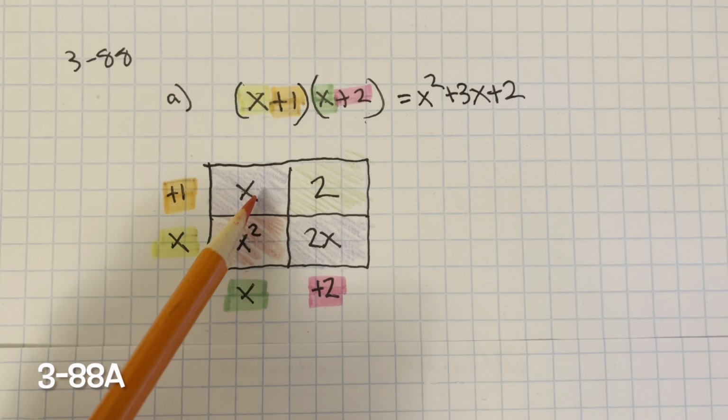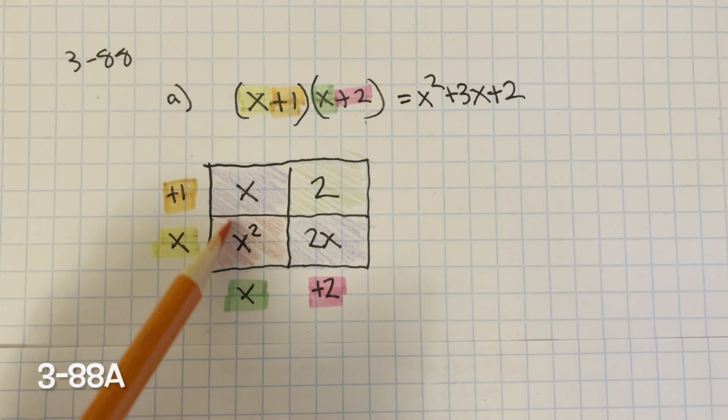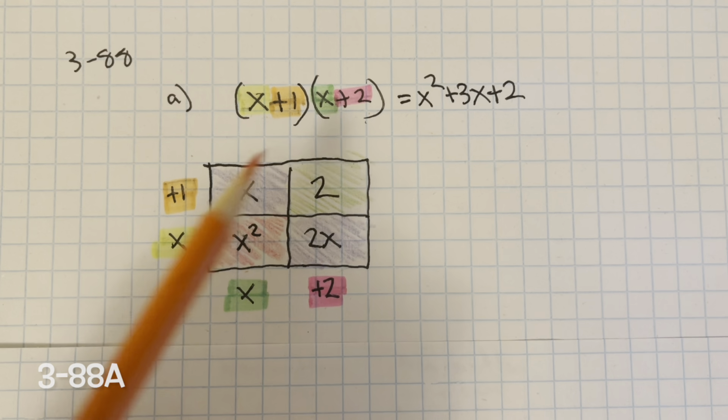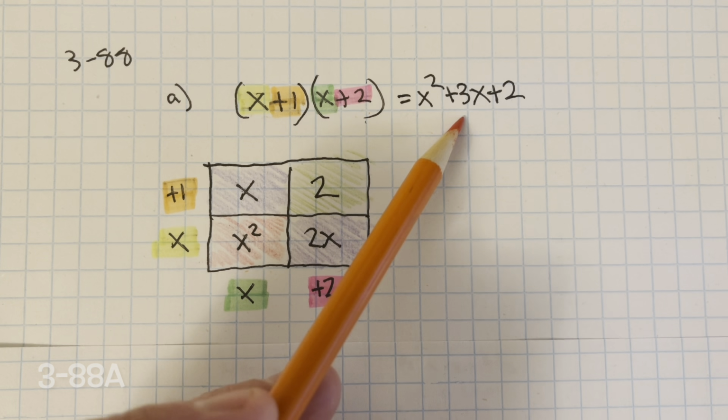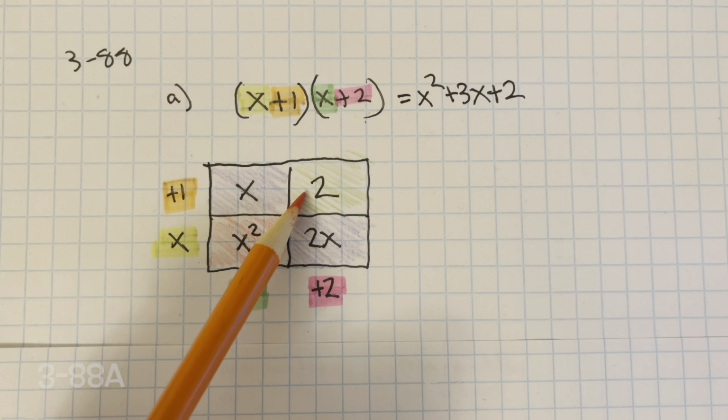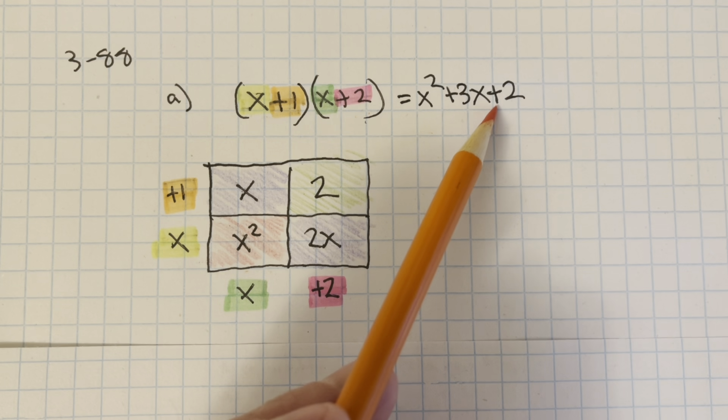Here are the parts, and we can combine like terms. So we're going to simplify this, and we have x squared, and then 2x plus x equals 3x, and then positive 2, so plus 2.